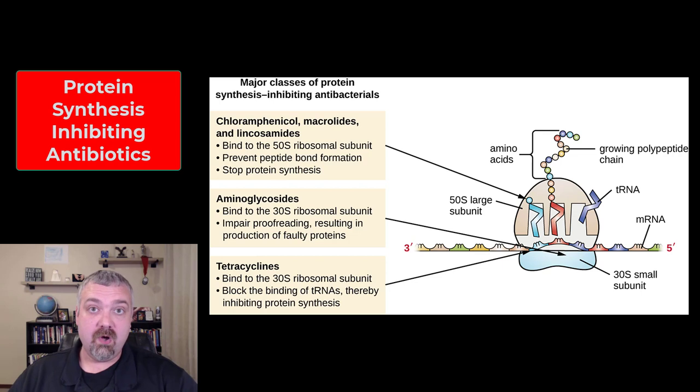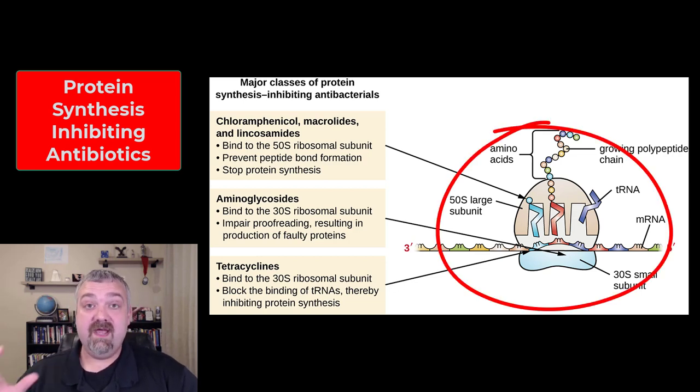If you're watching this series on antibiotics, you'll see we're switching gears here. We just went through all the cell wall inhibitors, and now we're going to look at the major classes of antibiotics that inhibit protein synthesis. So what you see here is a ribosome. You've got the 50S large subunit, the 30S small subunit, and there are antibiotics that interfere with different parts, making up what would be a 70S ribosome in bacteria.